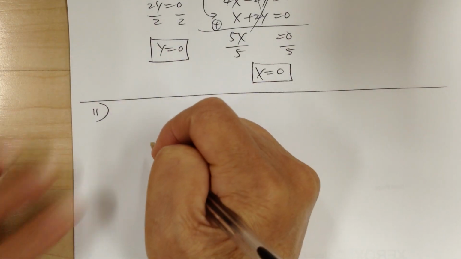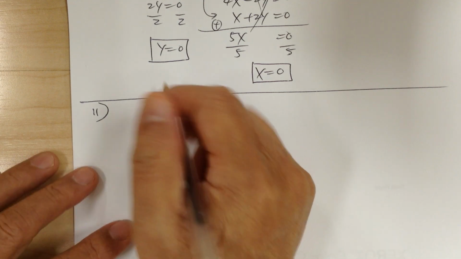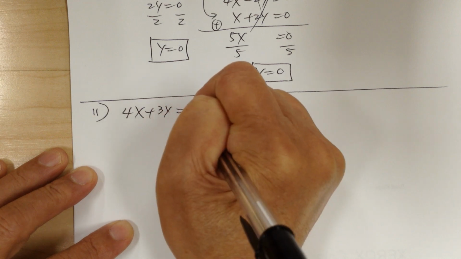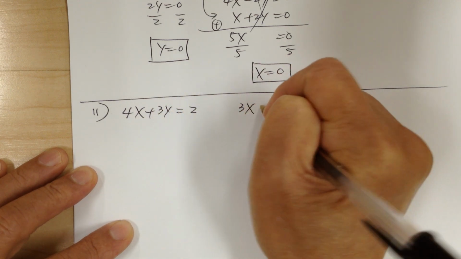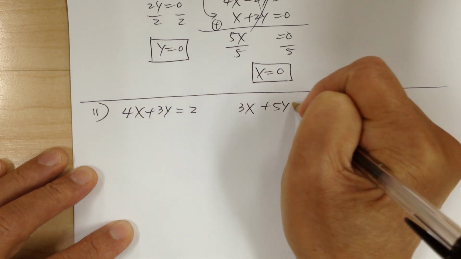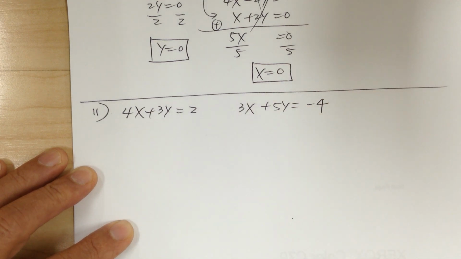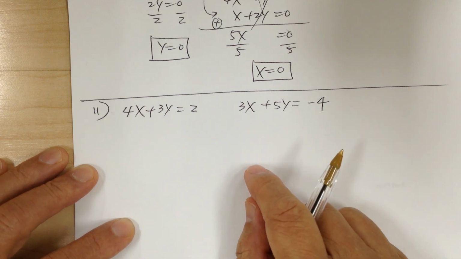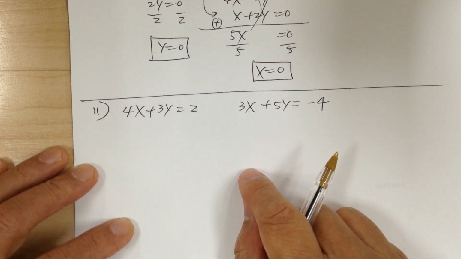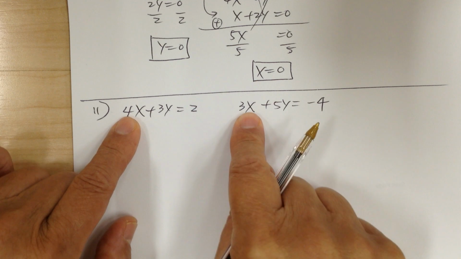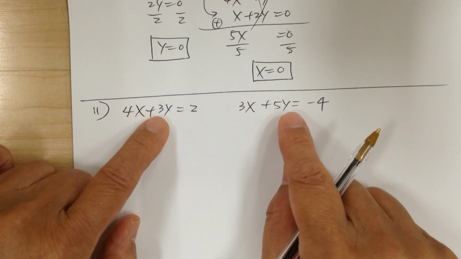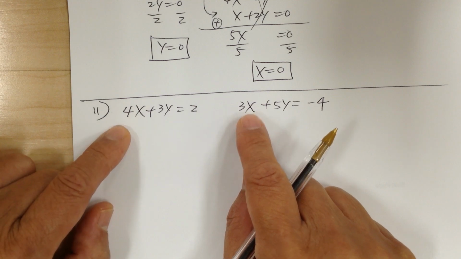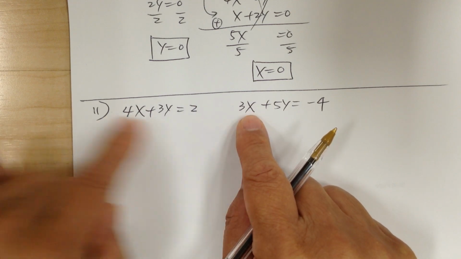Okay, number 11. I have 4x plus 3y equal to 2, and I got 3x plus 5y equal to negative 4. So this one gets a little bit complicated. You have to decide which variable you want to eliminate. The x is 3 and 4, y is 3 and 5. So I'm going to eliminate the x.